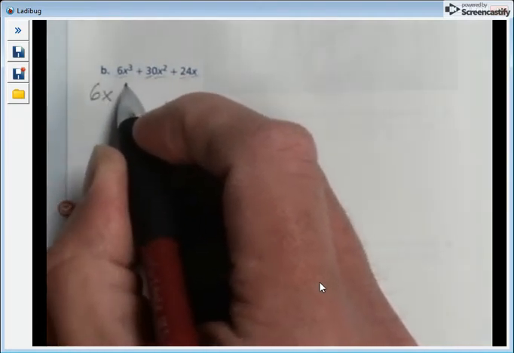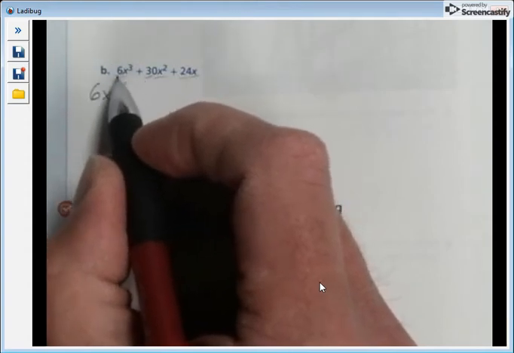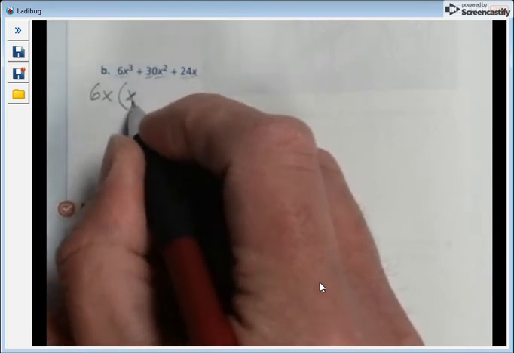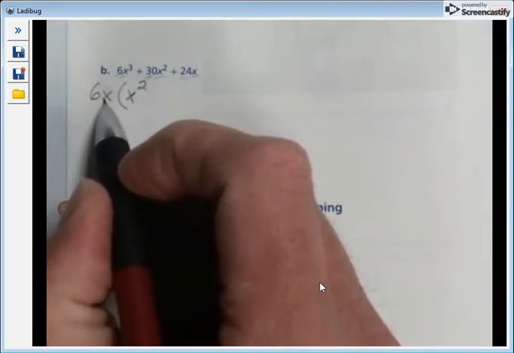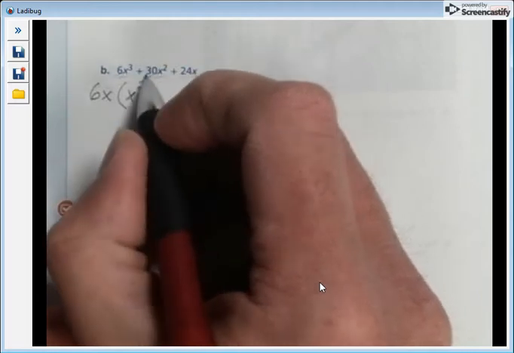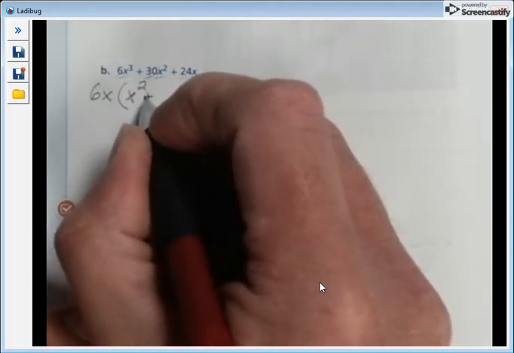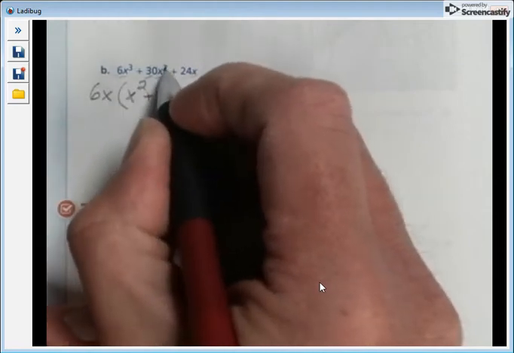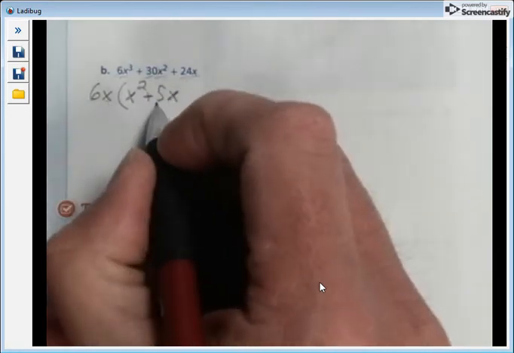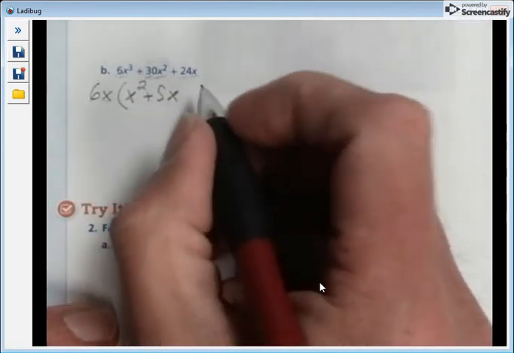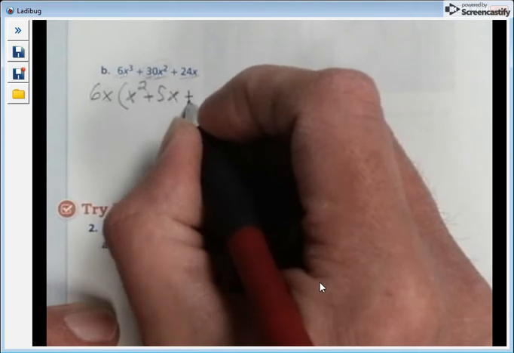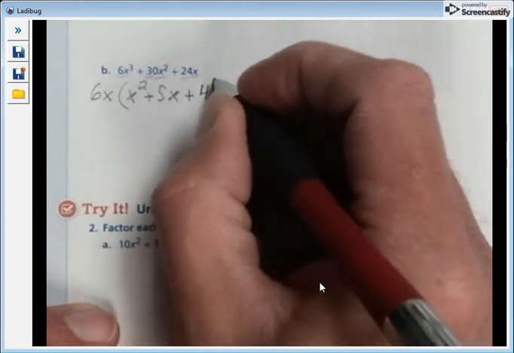If I divide out a 6x, well, 6 divided by 6 is going to leave 1, and if I divide out an x, it's just going to leave x squared. So when I multiply this out, 6x times x squared gets me back to the 6x cubed. Same thing for this one. 30 divided by 6 is going to leave me a 5. And if I have an x squared and I divide out an x, it's going to leave me with just a single x. So 6x times 5x gives me 30x squared. Looking pretty good so far. 24x divided by 6x is going to leave me with 24 divided by 6, which is 4.